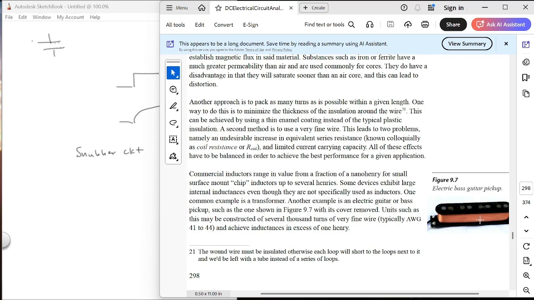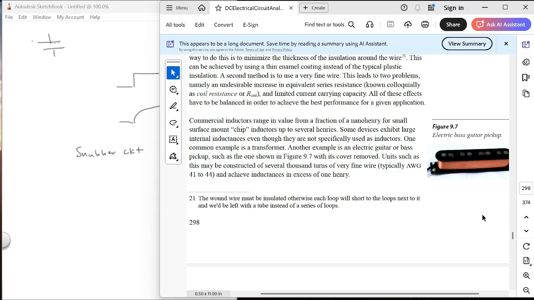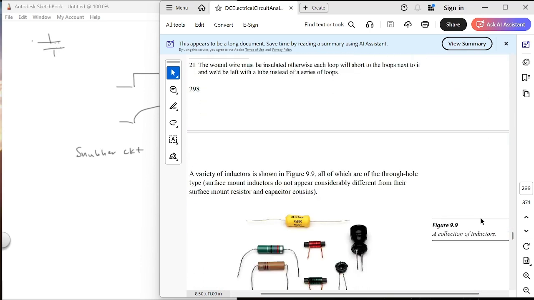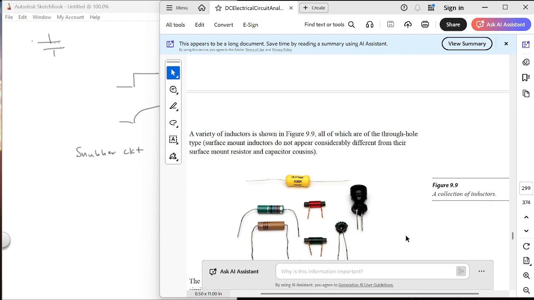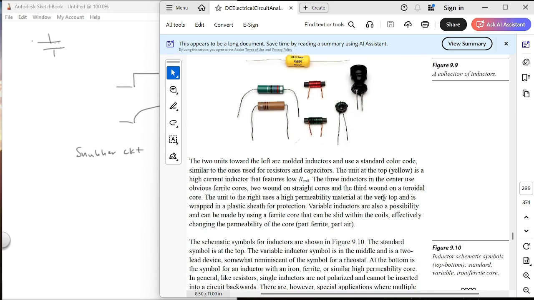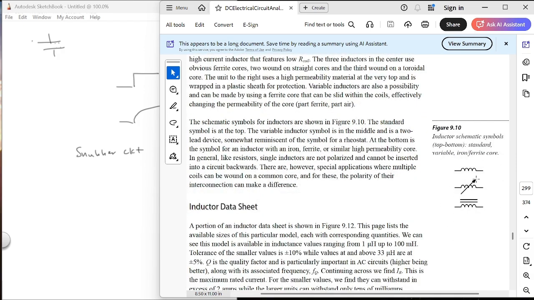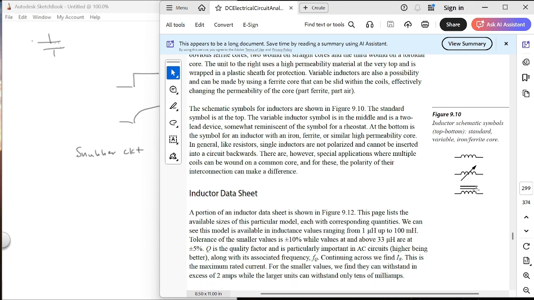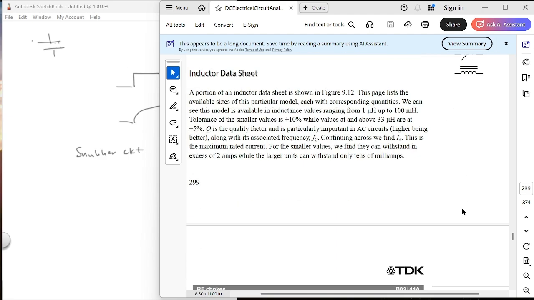Here are some inductors for various things. We have inductors in our class, and I give them to you. They look exactly like that right there. Okay, and there's the symbol for an inductor. Different symbols: tunable inductor, straight-hole inductor, and with a core.